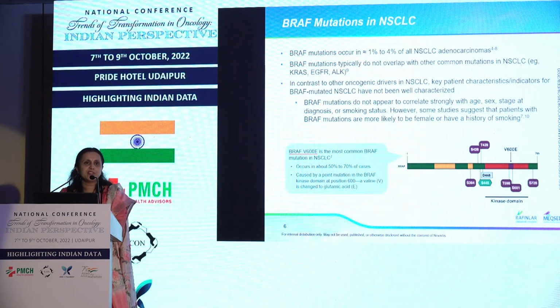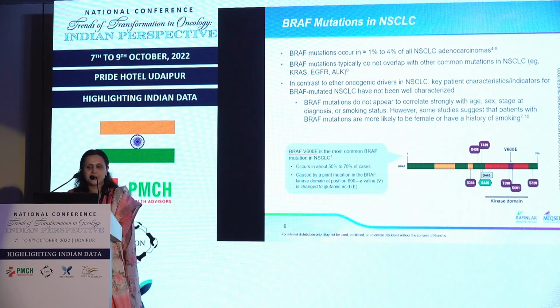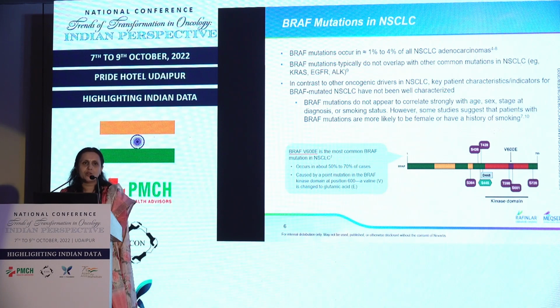BRAF mutation occurs in around 1 to 4% of non-small cell adenocarcinomas, and BRAF mutations typically do not overlap with other mutations, that is ALK, RAS, HER2. In contrast to other oncogenic driver mutations, the key patient characteristics are not very well characterized with BRAF. It does not correlate with age, sex, stage or smoking status. However, there have been small contradictory studies saying they are more common in females or smokers, but there is no conclusion about it so far.